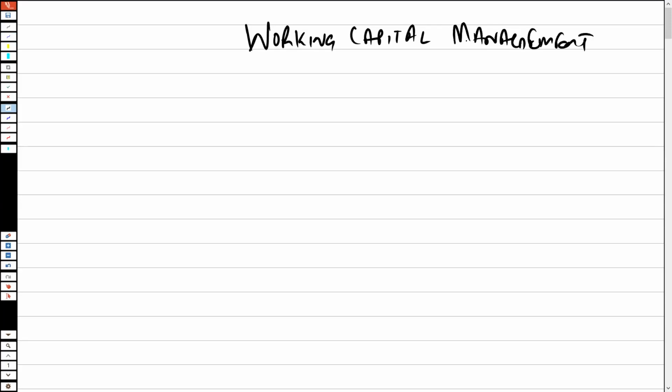So basically, the first area that I'm going to start off with is called working capital management. Let me have a quick recall, a quick discussion about working capital management. And once I have gone through the major revision of working capital management, I would take you through the examination questions on this topic.